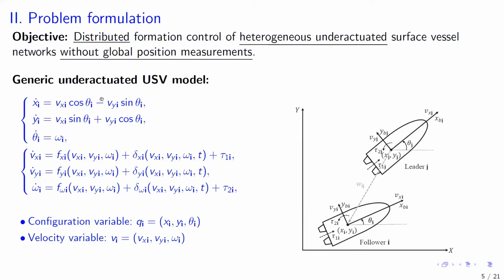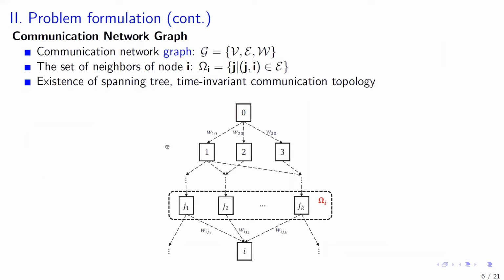The generic under-actuated surface vessel model is shown here, which is a combination of the kinematic equations and the dynamic equations. We don't assume any particular structure for the internal dynamics for the vehicles and allow them to have non-identical dynamics. Then, we model the communication among vessels as a directed graph. We assume that the communication graph contains a spanning tree and is time invariant.